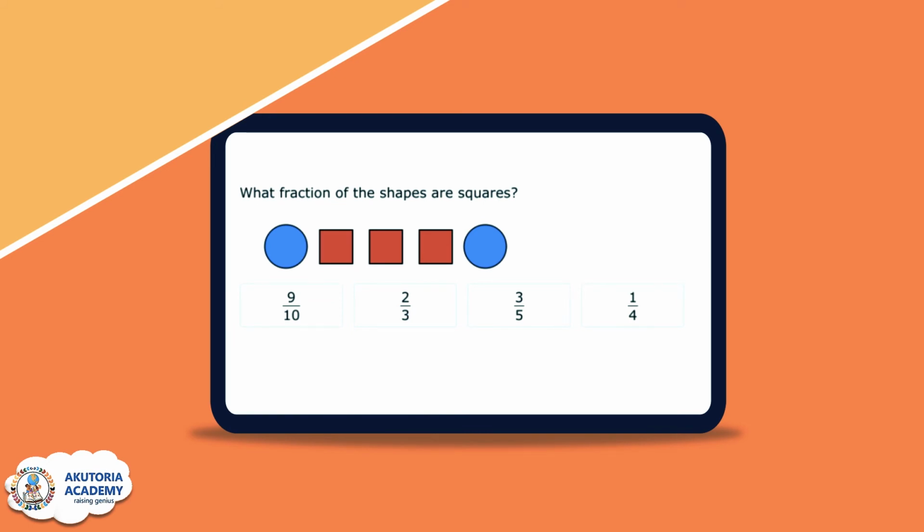Now, if we want to talk about how many shapes are square, to make the fraction we have to say we have 3 squares and in total we have 5 shapes. So our answer is 3 over 5. 3 squares over 5 shapes.